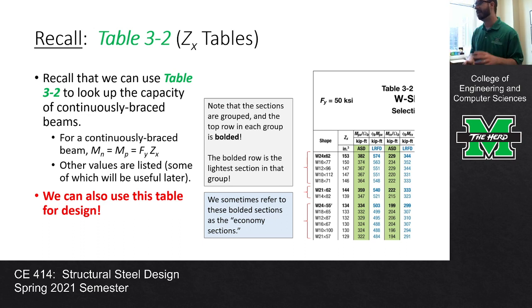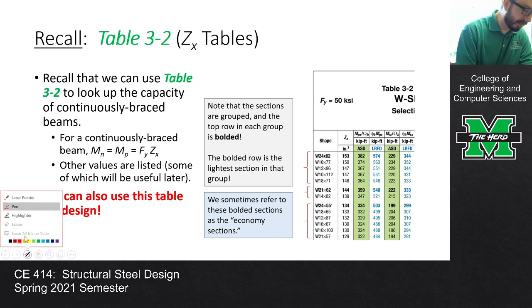Well, if you open that table, you're going to find that the sections are grouped in clusters, and there might be, for instance, 5 sections in a cluster, or 2, or 7, or whatever. And within each of those clusters, the top row is bolded, okay? If you look at each cluster, you will find that the top row is bolded because within that cluster, that is the lightest section.